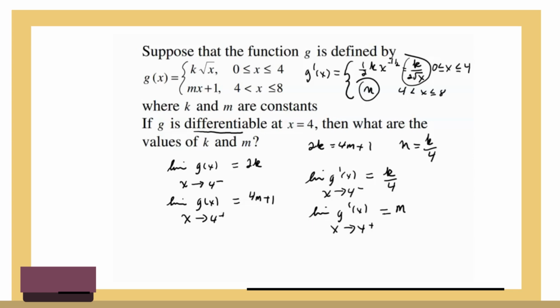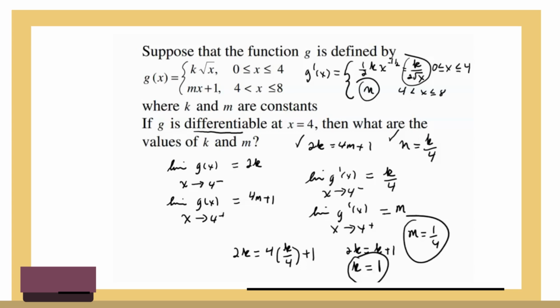All right. Okay, so I have my two equations. I'm going to use the substitution method here. So m is equal to k over 4. So I'm going to say 2k is equal to 4 times k over 4 plus 1. So I would get 2k is equal to k plus 1. Subtract k from both sides, so I'd get k equals 1, which is one answer. Plug in k equals 1, and I would get m equals 1/4. There's my other answer.